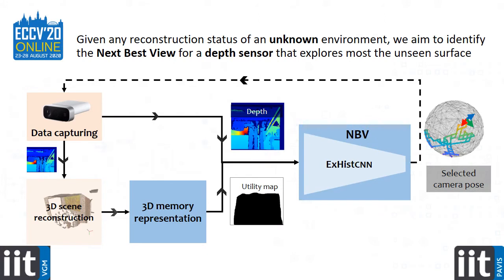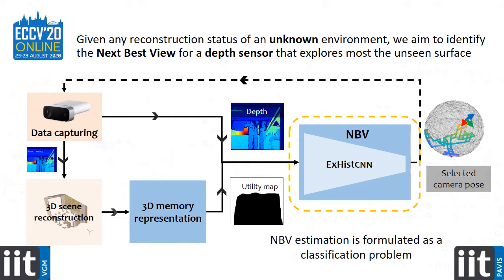In this work, we follow the next best view paradigm to explore an unknown environment with a depth sensor. At each time step, the system captures a new depth measurement and reconstructs part of the scene. The system then chooses among the next candidate movements the best one that maximally explores the unseen area. We formulate the next best view estimation as a classification problem and propose an efficient representation for the 3D reconstruction status. This representation can be combined jointly with the depth image to train a lightweight CNN for NBV estimation.